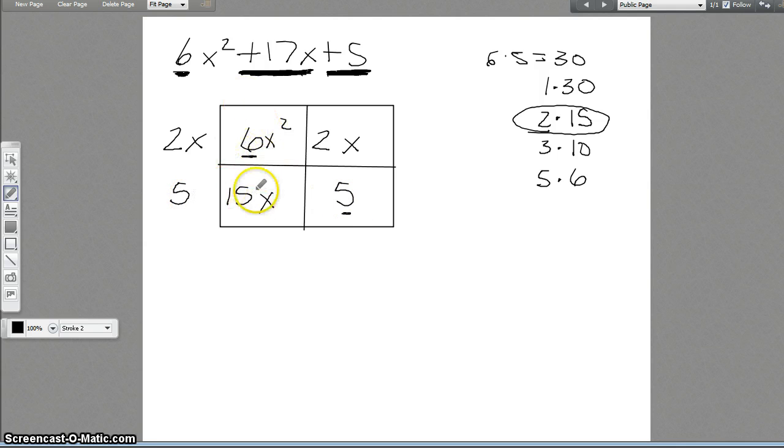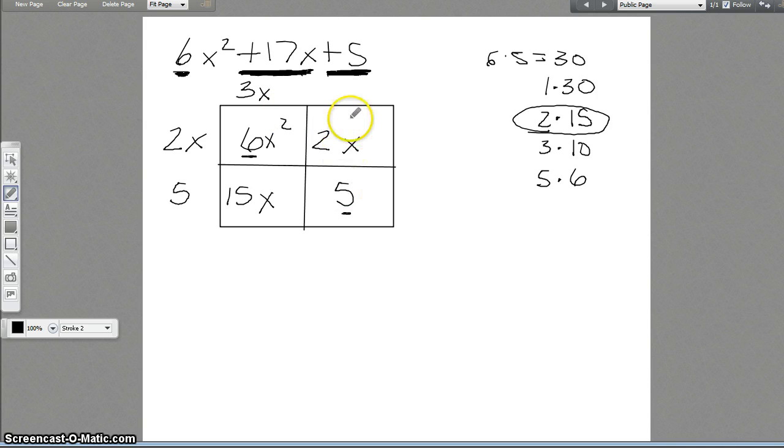Now we'll look at our first column. We have 6x squared and we have 15x. So the greatest common factor of our coefficients, which are 6 and 15, is 3, because 3 times 2 is 6 and 3 times 5 is 15. Now our variables, we have x squared and we have x. So both of our terms have an x in them. Our lowest degree x is just an x.